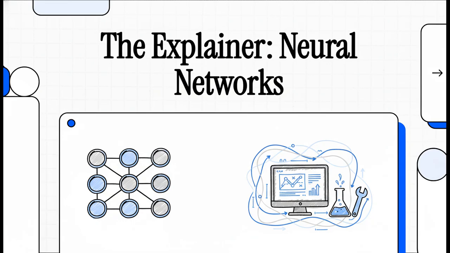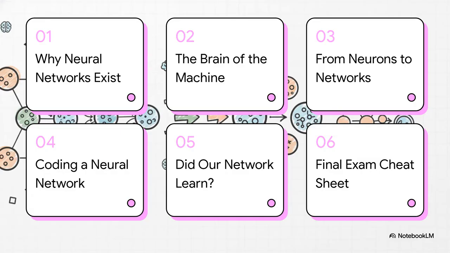If you've got an exam on neural networks coming up, you are in exactly the right place. We're going to break down everything you need to know, from the core theory all the way to a hands-on lab. Okay, so here's our game plan for today. We'll kick things off with why neural networks even exist, then we'll dive into how they work, and then we'll actually code one up. And of course, we'll wrap it all up with a final cheat sheet for your exam.